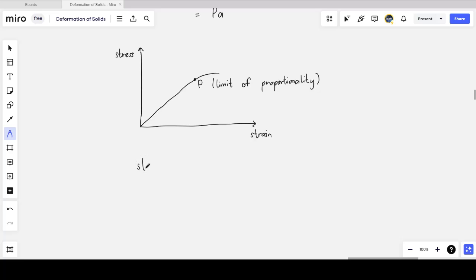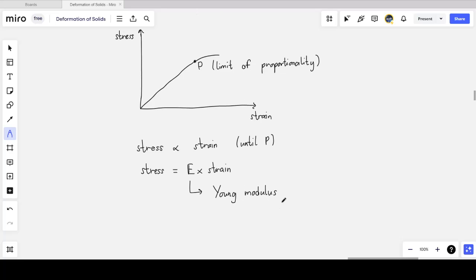So what does this mean? That means that stress is proportional to strain, well, at least until the point P. But remember, if I want to turn a proportionality into an equation, I need a constant. So I can say stress is equal to some constant E multiplied by strain. Now it turns out that this constant is called the Young modulus, named after someone called Young. So it is just a constant that relates stress to strain. So Young's modulus, or the Young modulus, is E.